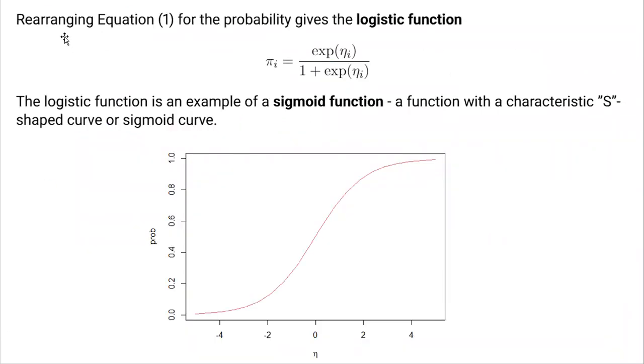Okay, if we rearrange that equation for the probability, that gives us the so-called logistic function. So here we've got the probability as the output, and the input we've got the covariates. And the logistic function is an example of a sigmoid function. A sigmoid function is a function with this characteristic S-shaped or sigmoid curve.